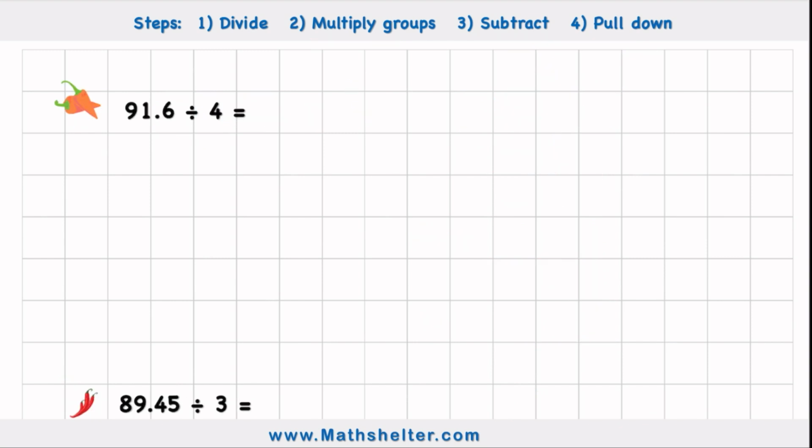Let's turn the heat up with an orange chili challenge, and let's look at 91.6 divided by 4. And again, just following the same steps for long division. How many 4s are there in 9? Well, there are 2, but then I need to work out how many groups I've just taken away. So 2 times 4 is 8. 9 subtract my 8 leaves me with 1.